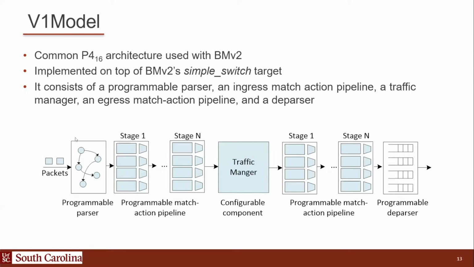And we can see here at the bottom a diagram showing the main components of the V1 model architecture. First we have a programmable parser. Then we have an ingress match action pipeline where we have multiple stages. Then we have a traffic manager. This is the configurable component. This is not programmable. Then we have the egress pipeline. And finally, we have a programmable deparser. So all these components are programmable. Only the traffic manager is not.